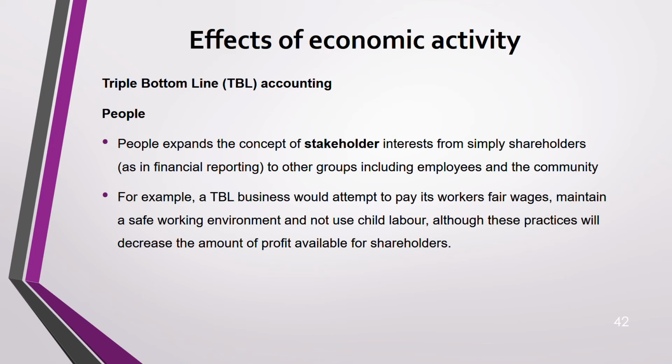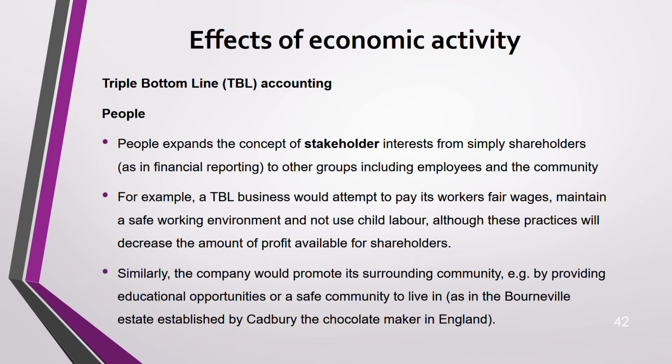You cannot pay very low wages. So cost is there. To maintain a safe working environment, you have to spend. So profit is declining for the shareholders. But on the other hand, other stakeholders are benefiting: your employees, managers. Similarly, the company would promote its surrounding community. Maybe you might be giving some educational opportunities or a safe community to live in. So this is also there in the cost, as in Bournville, which was established by Cadbury, the chocolate maker in England. Okay, this state was established by Cadbury, the chocolate maker in England.